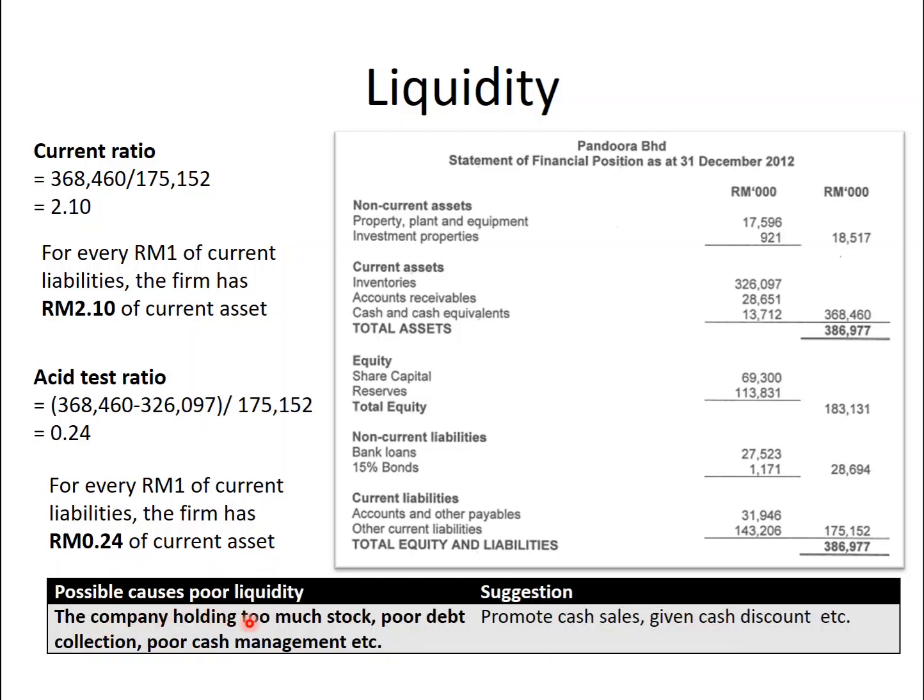Possible causes for poor liquidity: the company holding too much stock, poor debt collection, or poor cash management, and so on. Suggestions to improve liquidity: we can promote cash sales, give cash discounts, and so on.